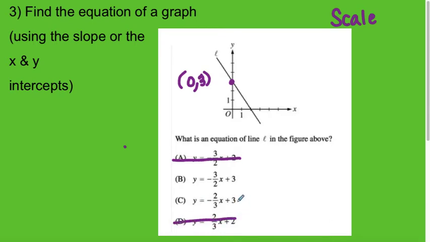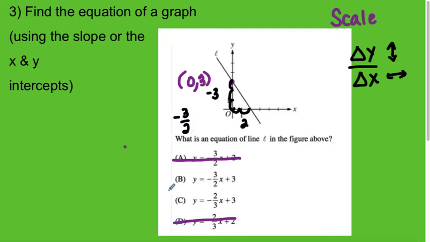Okay, so that helps. Now I also see I have a negative slope. If I had any positive slopes, I'd want to get rid of them. But now I can see my B and C are both negative slopes. So now I just have to calculate the slope. As a reminder, slope is change in y over change in x, so rise over run. So we have to go up or down first, and then left or right. From 3, I'm going to go down 3 and to the right 2. So my slope is negative 3 over 2. That with a y-intercept of 3 gives me B as my answer. It doesn't have to be any harder than that.